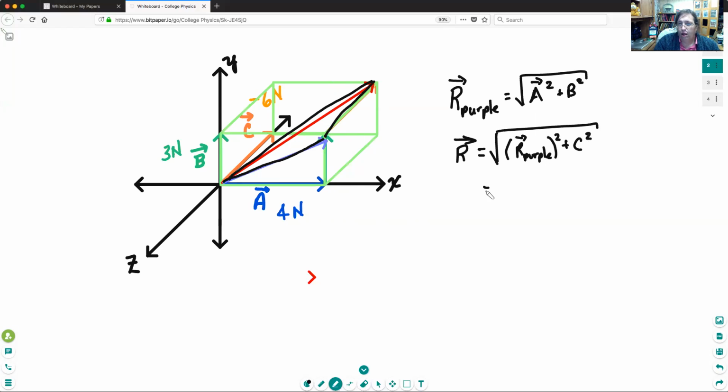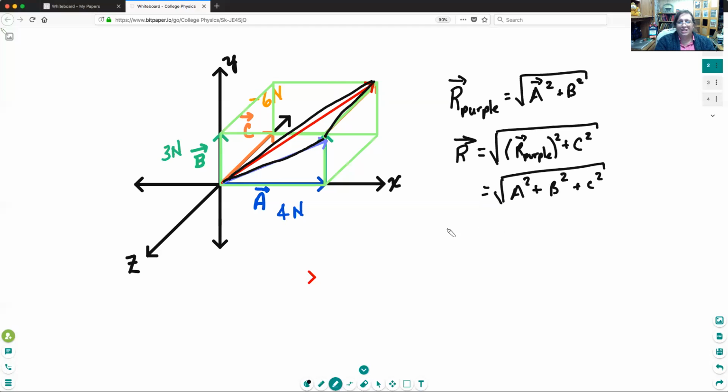Okay, I know our purple is a squared plus b squared, and I have to square that. Well, that is going to get rid of my square root sign. So I just have a squared plus b squared plus c squared. Almost too easy, isn't it?